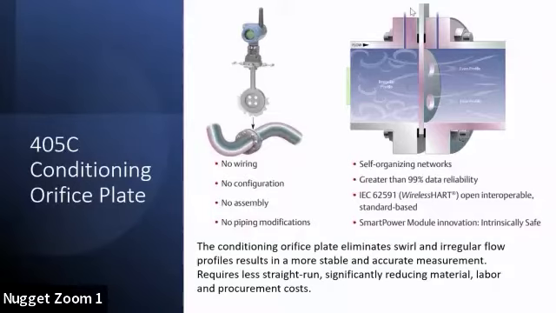So the other thing that makes this possible is our 405C conditioning orifice plate. And this is something that Emerson developed and patented. What that allows us to do is get the same accuracy on an orifice plate in 2 pipe diameters, where a standard orifice plate may require 40 pipe diameters upstream and downstream to get you the same accuracy. So this gets you the accuracy you need in a single device.